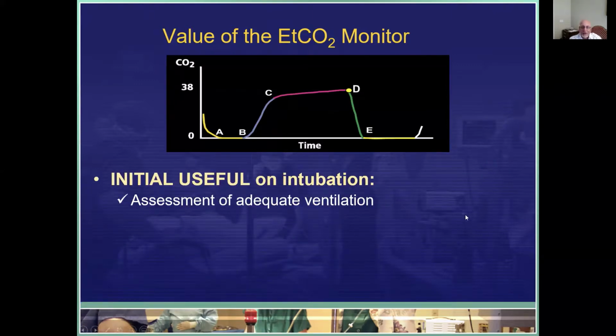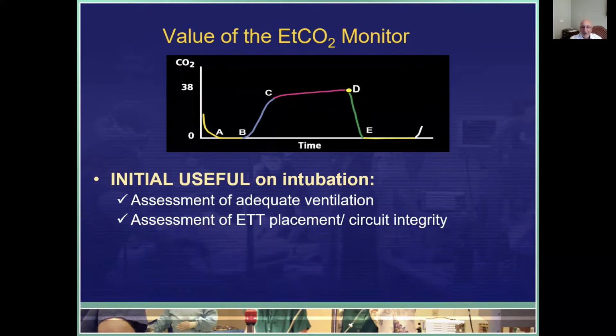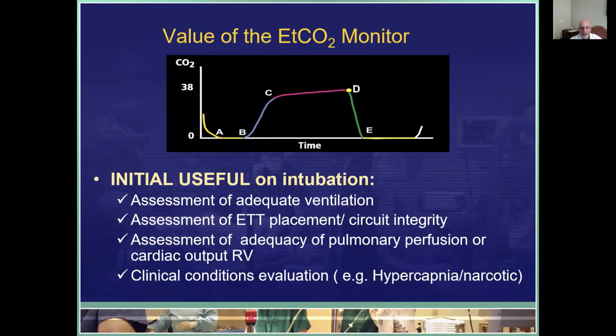Well, initially when the patient is intubated, it helps you assess the placement of the endotracheal tube and the circuit integrity. It also allows you to measure adequate ventilation and initiate ventilator settings based on what the end-tidal CO2 is upon intubation. Again, patients with normal VQ perfusion should have an end-tidal CO2 of around 35, and that will help the respiratory therapist to adjust the respiration settings on the ventilator.